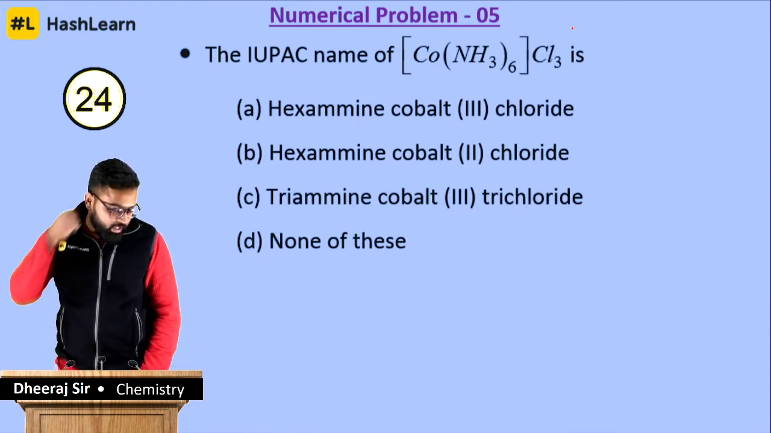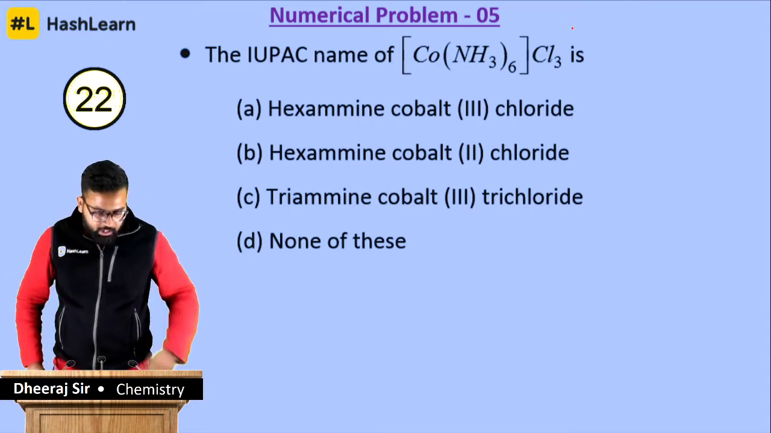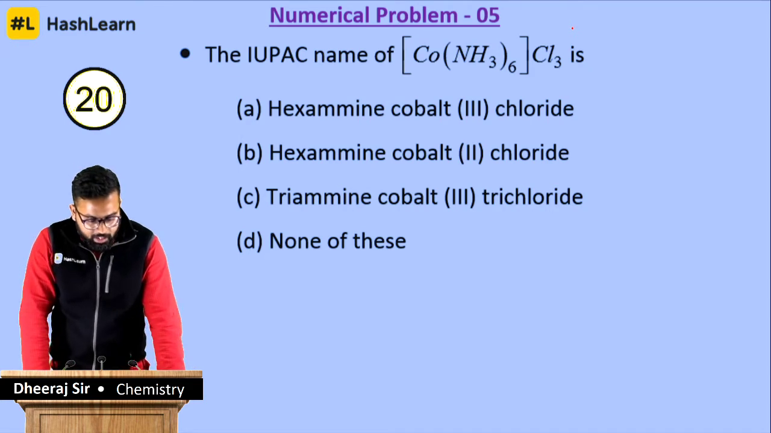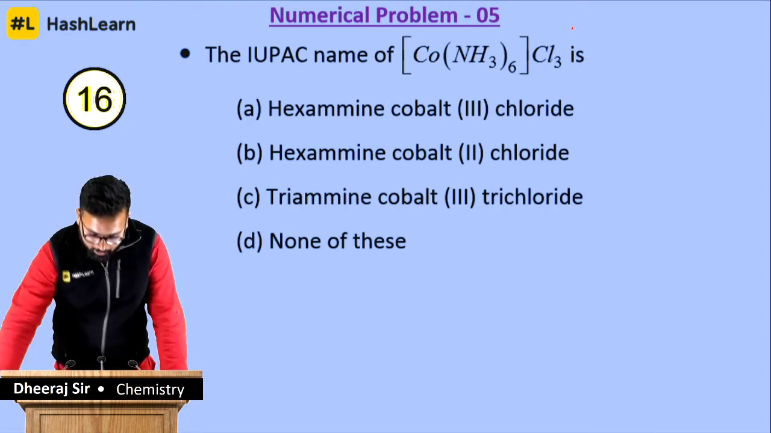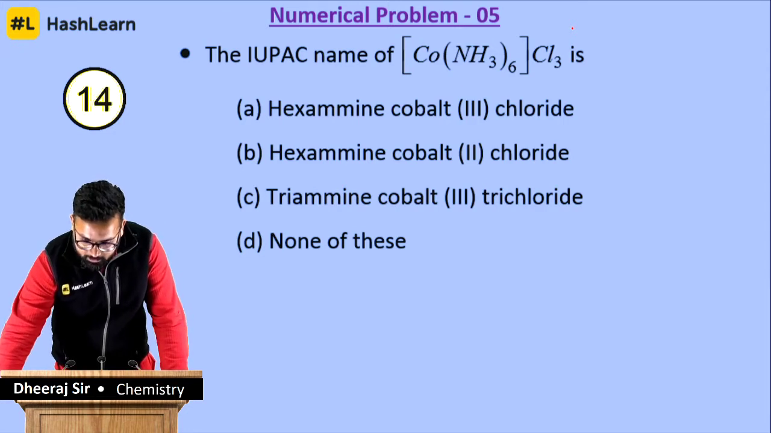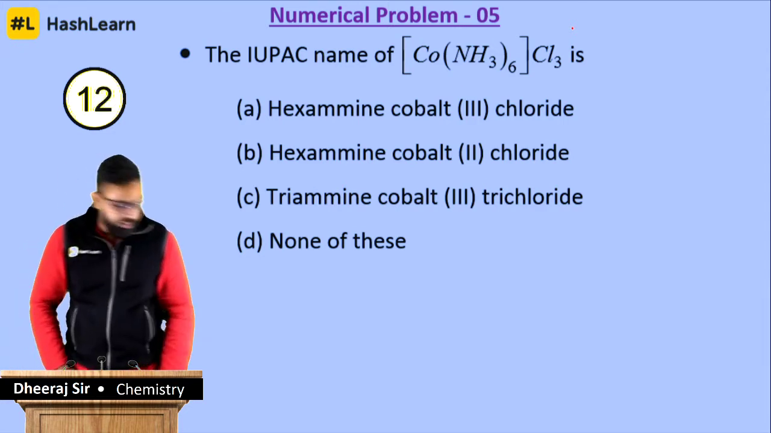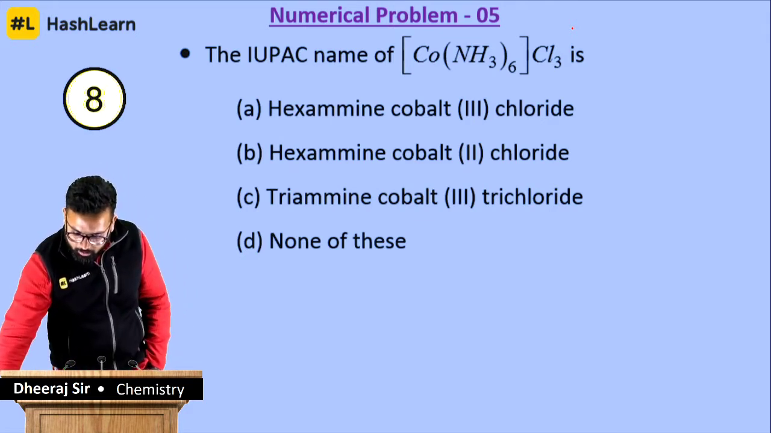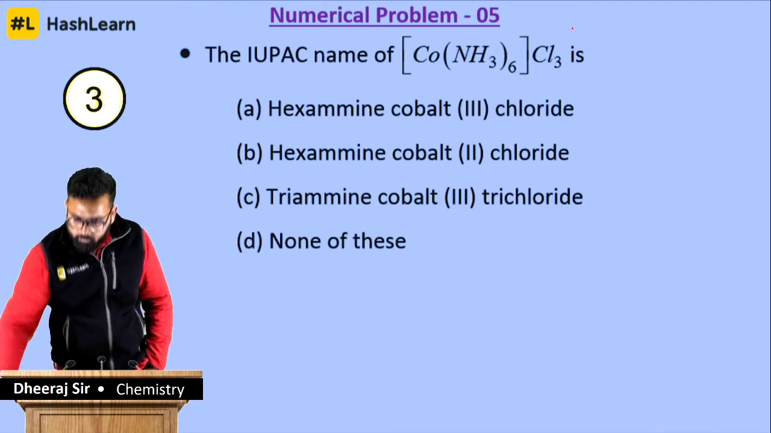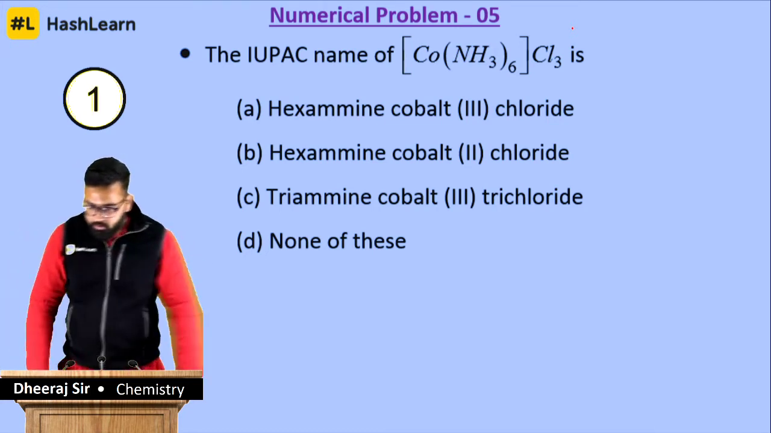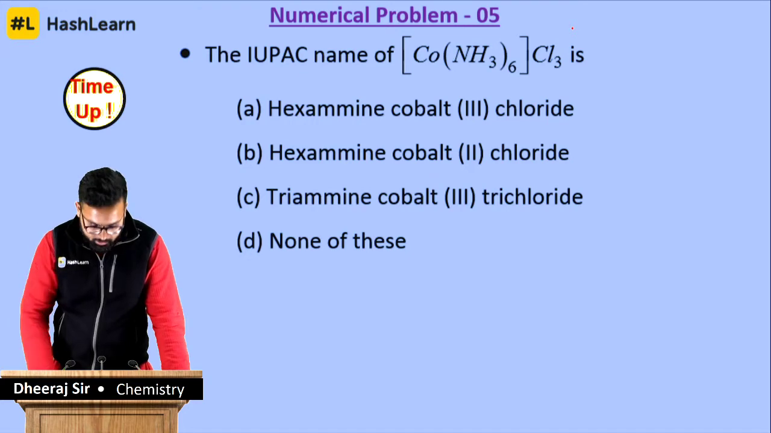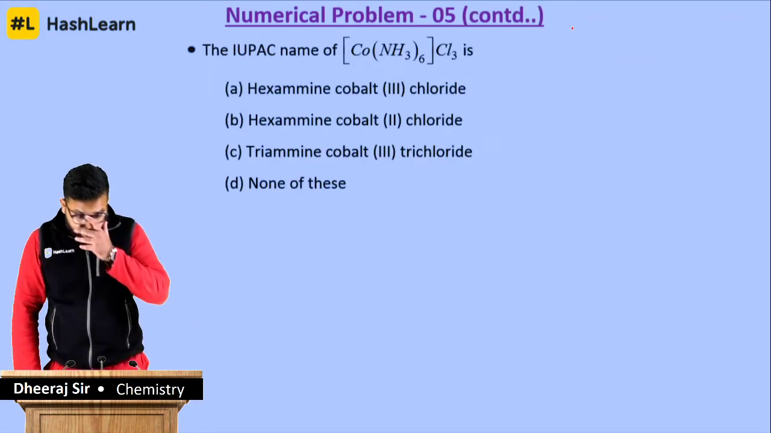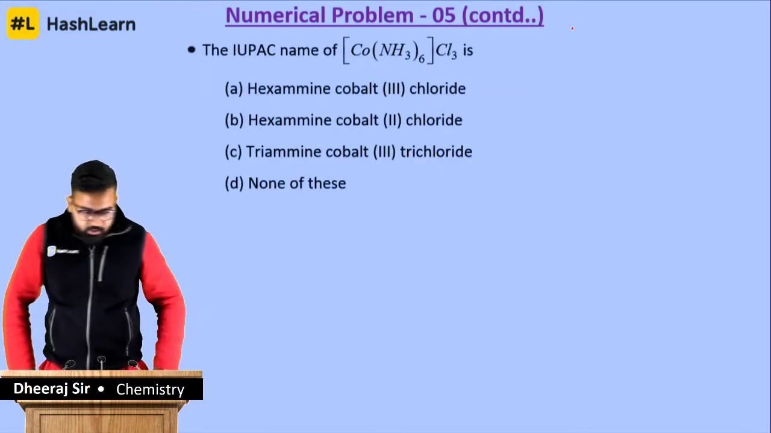The options are: hexaamminecobalt(III) chloride, hexaamminecobalt(II) chloride, triamminecobalt(III) chloride, and none of these. Which one is going to be the right option in this case? It shouldn't take us too much time, guys. Get going. Clockmaster says time's up. I'll give you a couple more seconds.